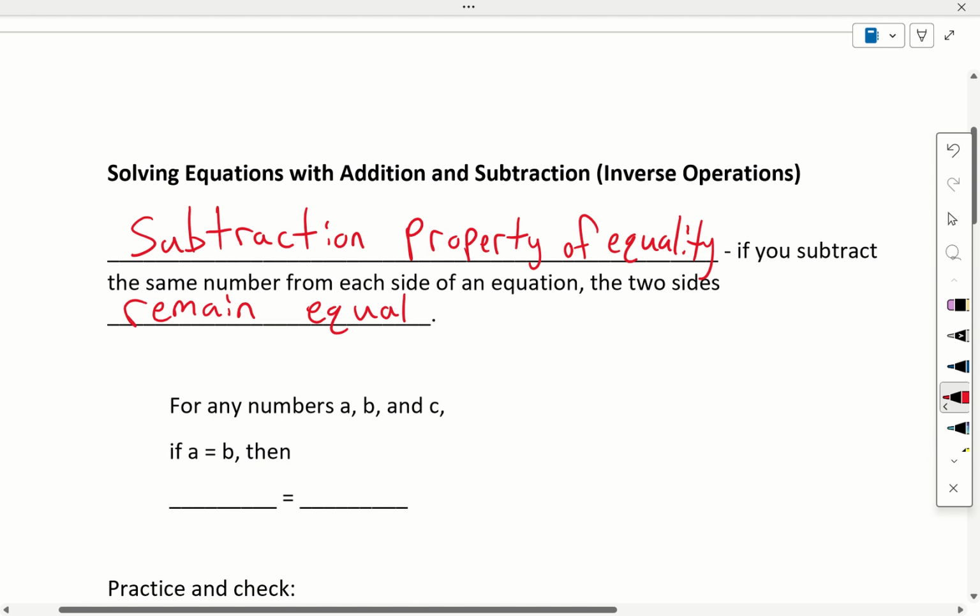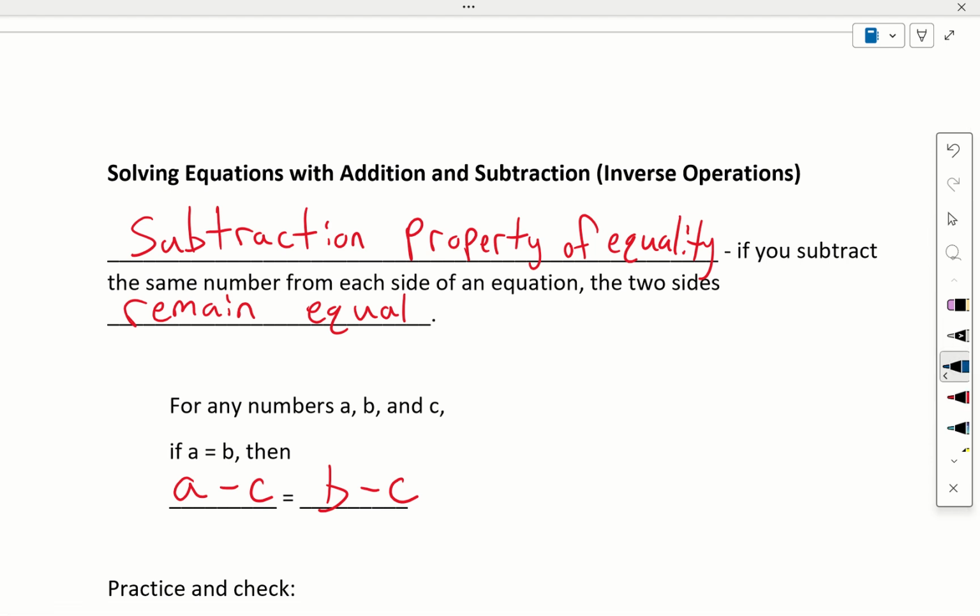By the way, if I'm going too fast for you at any point in time, just pause the video, write down what you need to write down, then unpause it, keep watching. Subtraction property of equality: if you subtract the same number from each side of an equation, the two sides remain equal. For any numbers a, b, and c, if a equals b, then a is equal to b, right? But if we subtract c from the left and subtract c from the right, it remains equal. If you subtract the same thing from both sides, the equation remains equal.